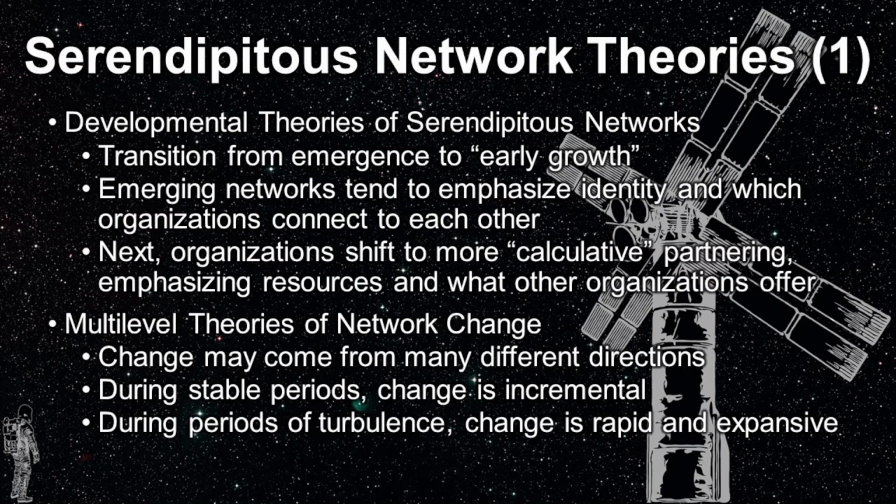In multi-level theories of network change, change may come from many different directions because networks are highly interdependent and inherently multi-level. During stable periods, networks undergo relatively incremental change, in which changes caused by a single organization do not impact the broader network. However, in periods of turbulence, which may be triggered by endogenous or exogenous events, network changes can be more rapid and expansive.